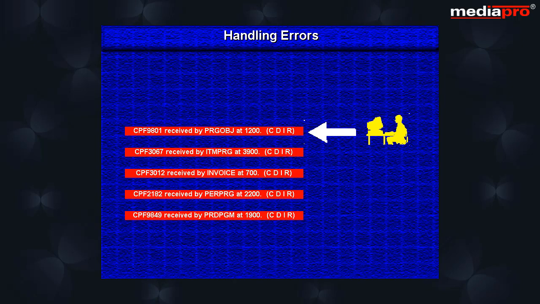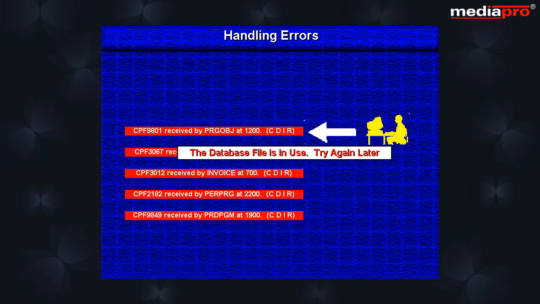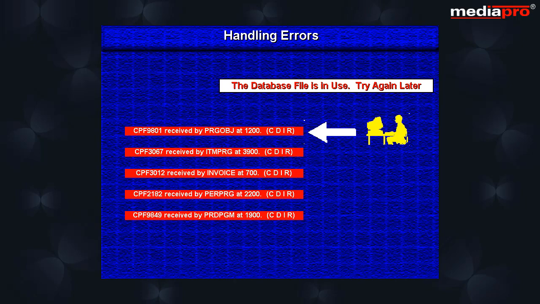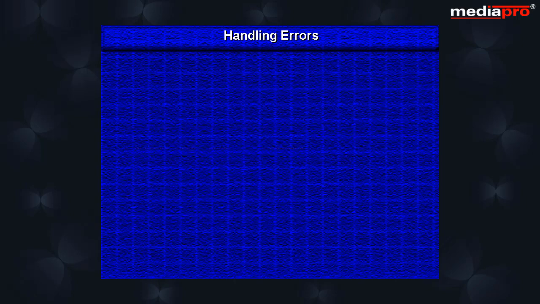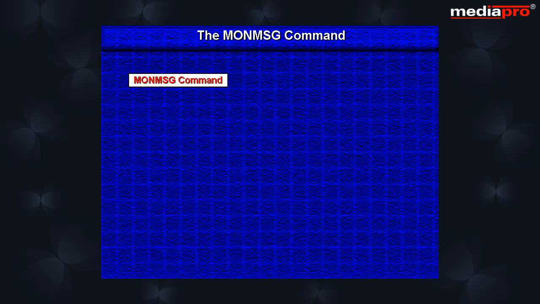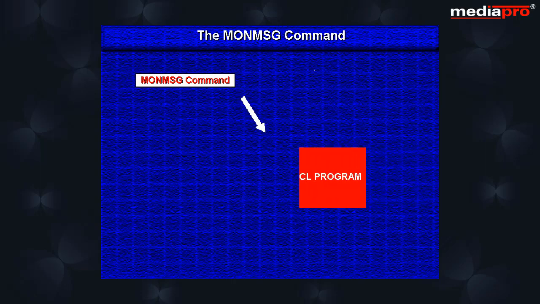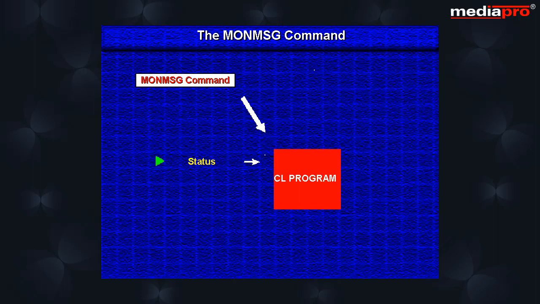Rather than allowing the program to end abruptly, it is better to monitor for such error messages from within our program and to end the program smoothly while also sending a more meaningful and friendly message to the user. The monitor message command can be used in CL programs to monitor status, notify, and escape messages that are sent to the program's message queue.